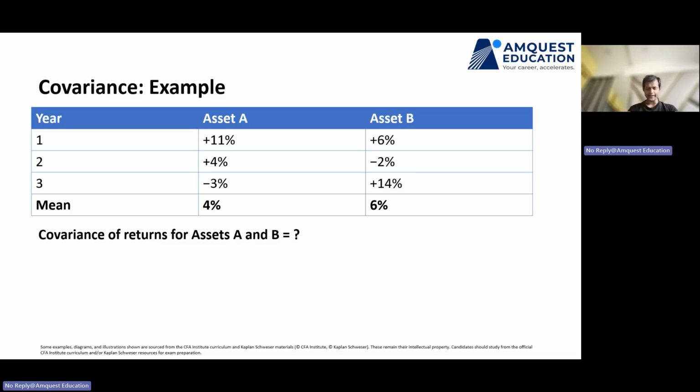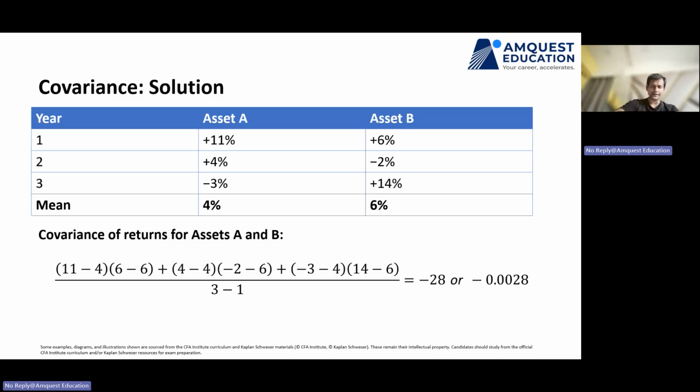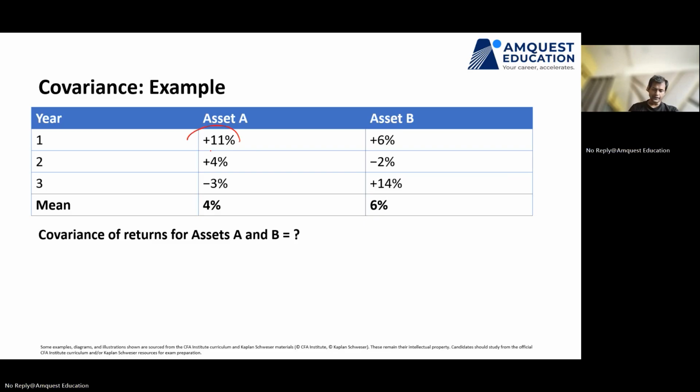When asset A gives you more, what is B giving you? More or less? When A gives you less, is B giving you more? That means if A's return is higher, is B's return lower or higher? Are they moving together or are they moving in opposite directions? Now, if you think of it, let's say tomorrow the market crashes or prices fall, then your whole portfolio will fall, right? You don't want that happening.